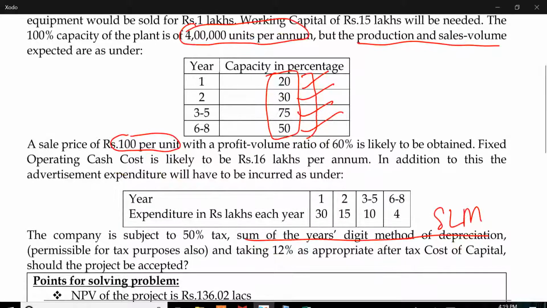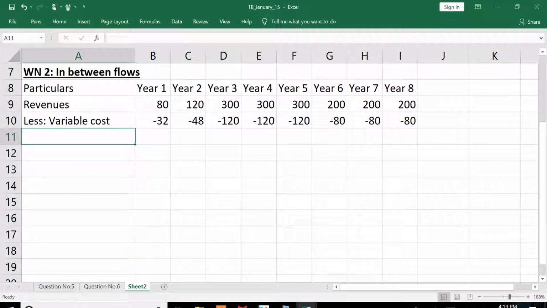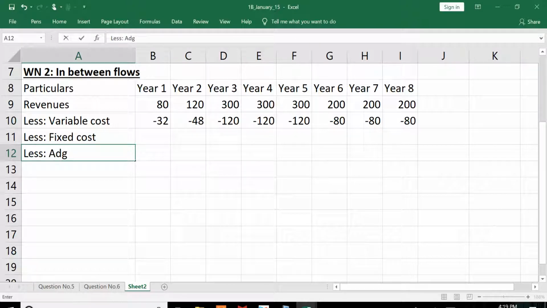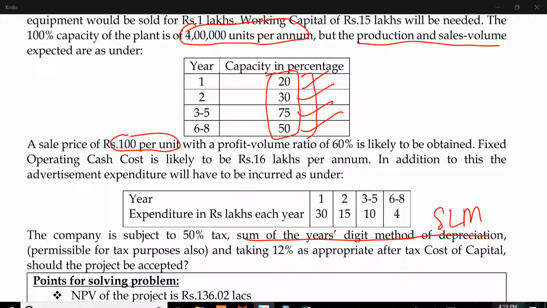Apart from this, what other expenses we have? There is a fixed cost and there is advertisement expenditure. Now listen, fixed cost I assume it to be relevant because it is specific to the project, is my assumption, and advertisement anyway will be relevant. Less fixed cost, less advertisement cost.